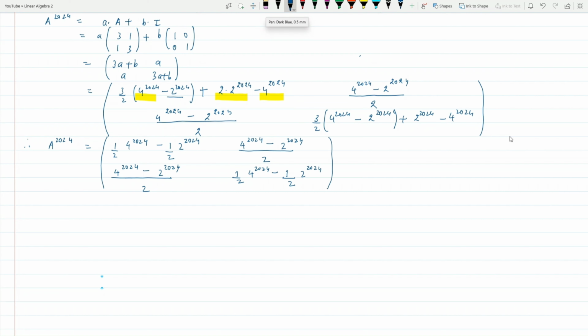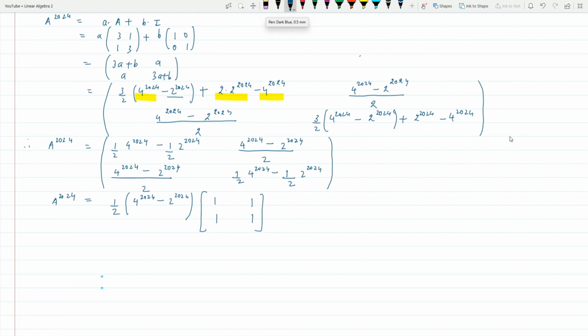Thus, it can be seen that all 4 entries are the same, so we can take that common. So we will have half (4 raised to 2024 minus 2 raised to 2024). This is the scalar, multiplied by [1, 1; 1, 1]. This is the required result which we are looking for, A raised to 2024.